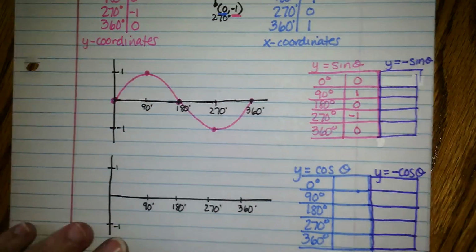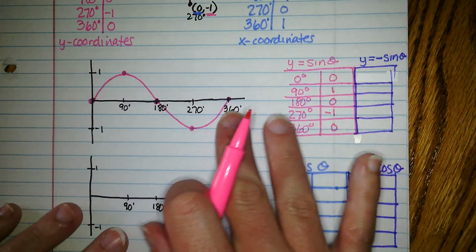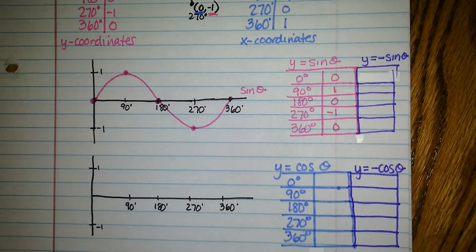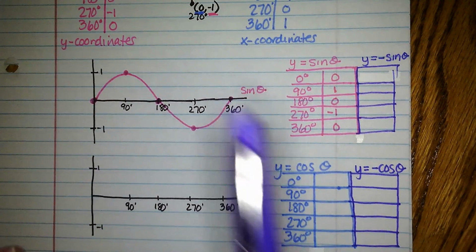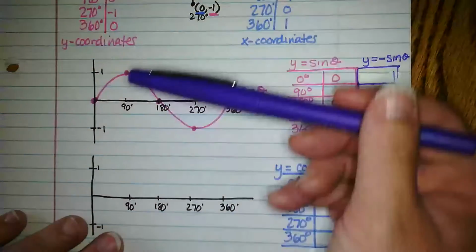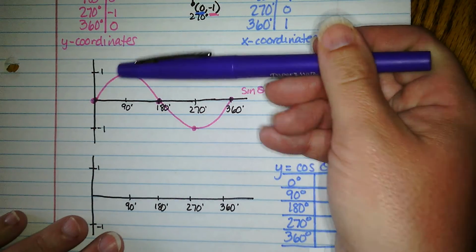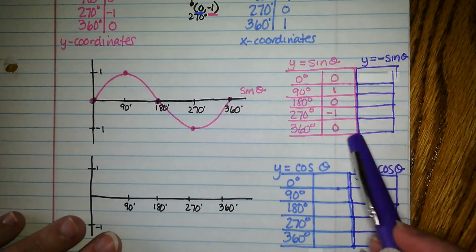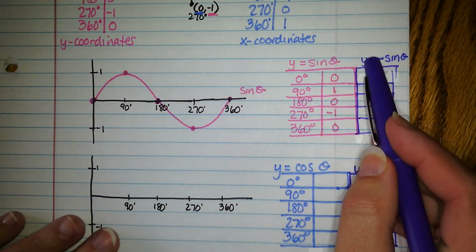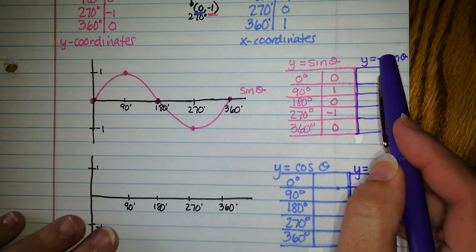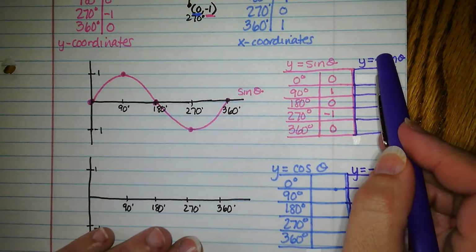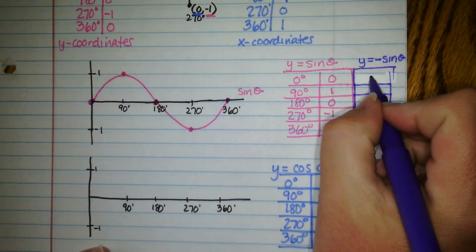So it should look very smooth. This is sine theta all day. Now, when we reflect in the x-axis, basically all the points that are above the x go below, and all the points that are below go above, right? And this negative is going to help us do that, because all we need to do is multiply all of these values by -1. So -1 times 0 is still 0.